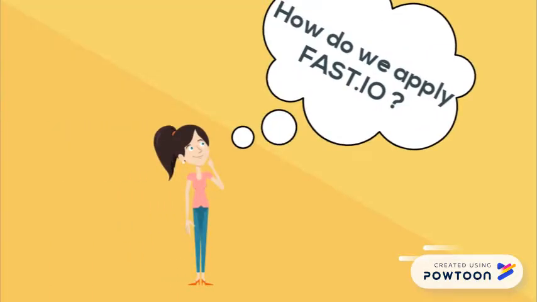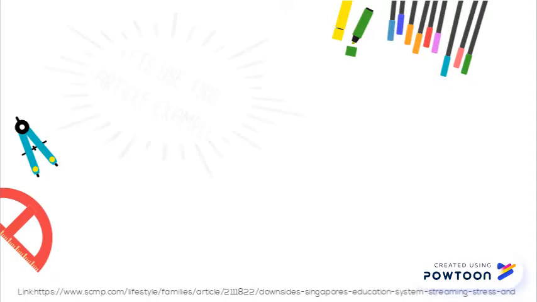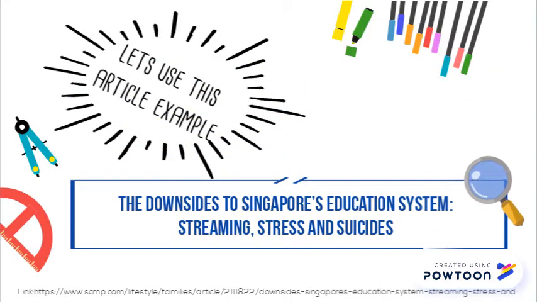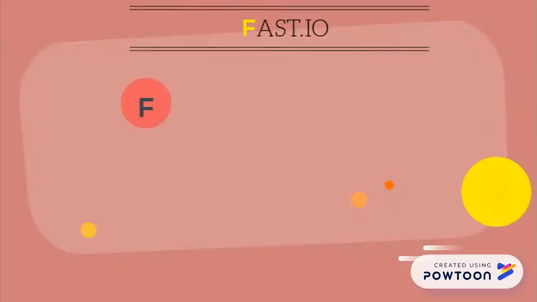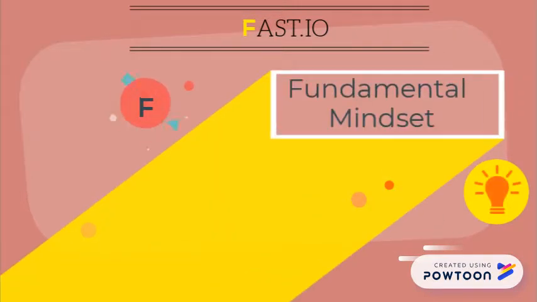So how do we apply it in real life? We shall use this article as an example to illustrate Fast.io. First, we begin with applying fundamental mindset.